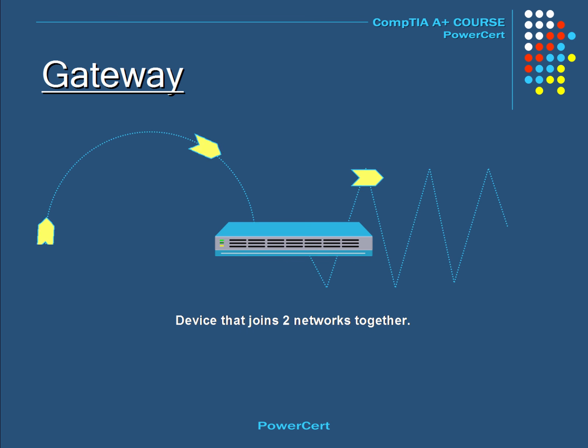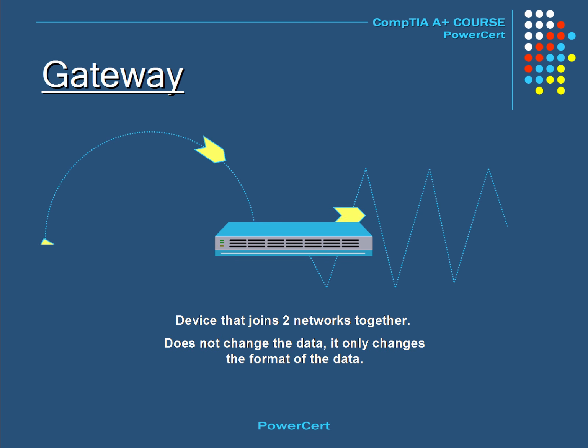A gateway can be defined as a device that joins two networks together. They interconnect networks with different or incompatible communication protocols. A gateway does not change the data. It only changes the format of the data. In simple terms, this illustration is showing how a gateway is transforming a simple signal into something totally different. The circular pattern can represent one network, and as it goes through the gateway, it transforms into a wave pattern, which represents a different network.